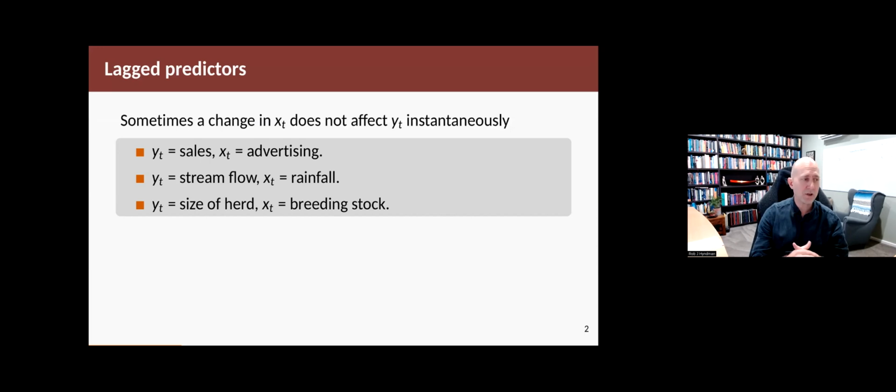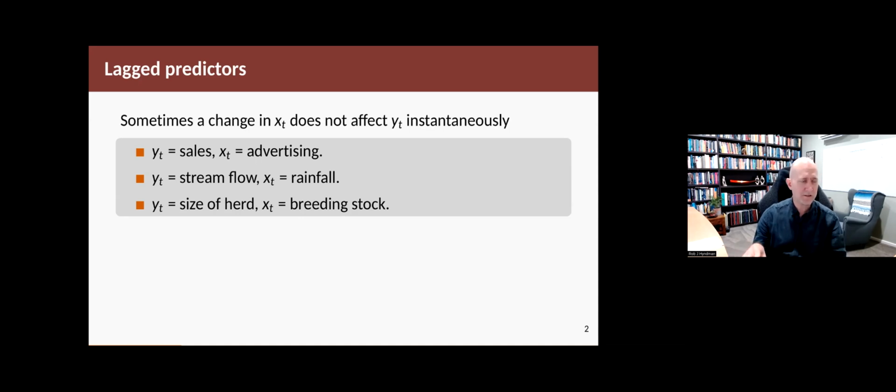It gets used in hydrology, modeling stream flow and rainfall, because the rain doesn't necessarily end up in the stream in the same period in which it falls. It might take a few days or even weeks. It gets used in farming, in modeling the size of a herd based on some quality predictor for the breeding stock, because you spend some money on getting good breeders, and it takes a while before that leads to calves and an increase in herd size.